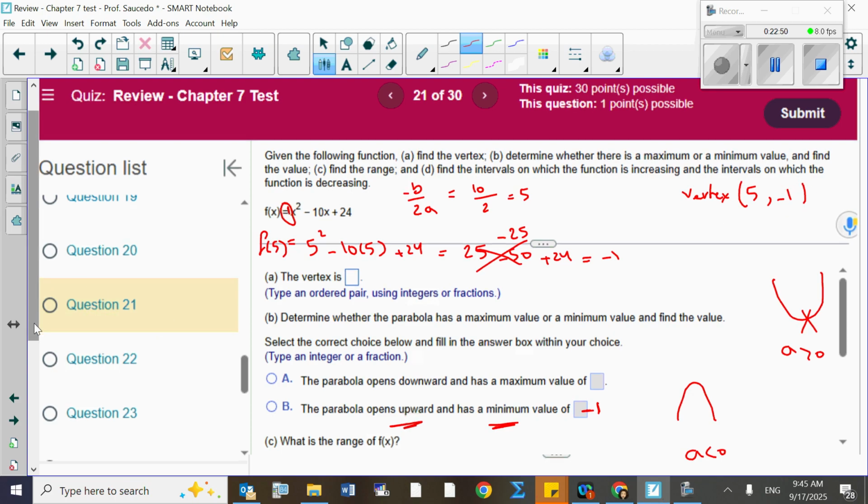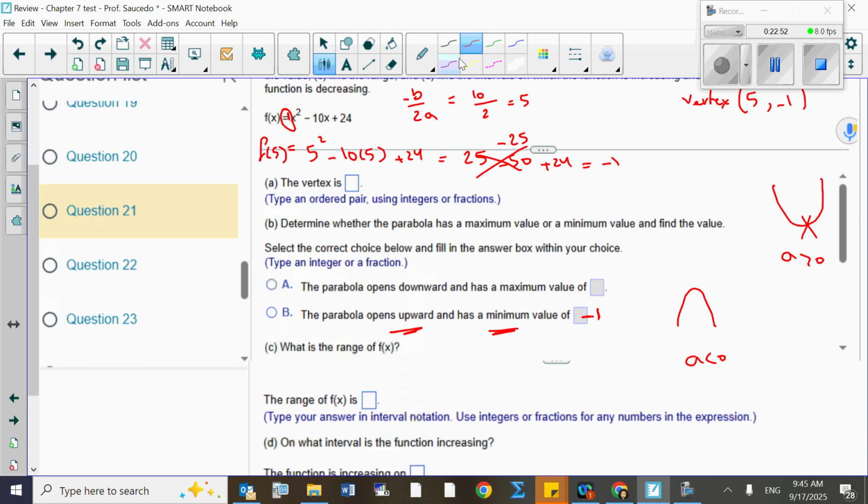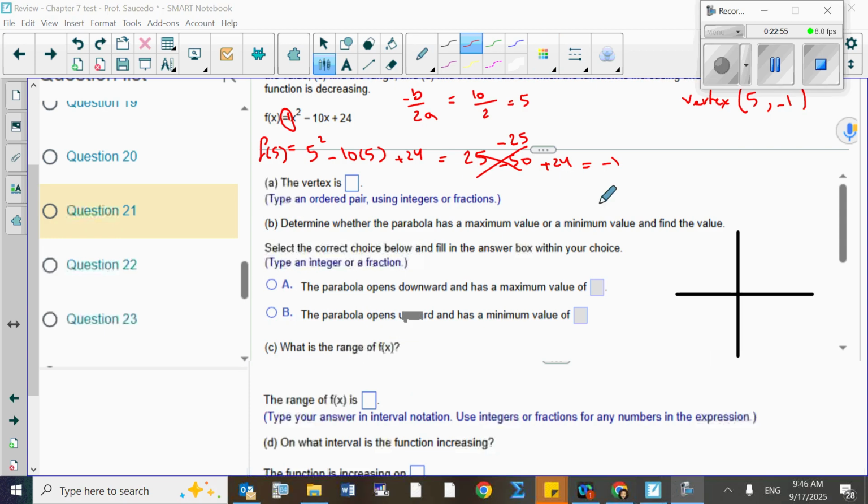Now it's asking us what is the range of f of x. In order to find the range of f of x, I'm going to draw the graph. It's not going to be an accurate graph, but it's okay. It can help me find the range anyway. So I know the vertex is at 5 and negative 1. So let's say 1, 2, 3, 4, 5 and negative 1. This is my vertex. And I know the graph is upward, so the graph is going to look something like this. And I don't care where it's crossing the x-axis because I don't really need it at this point.